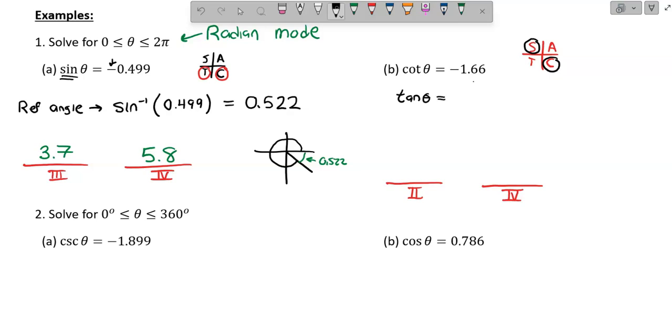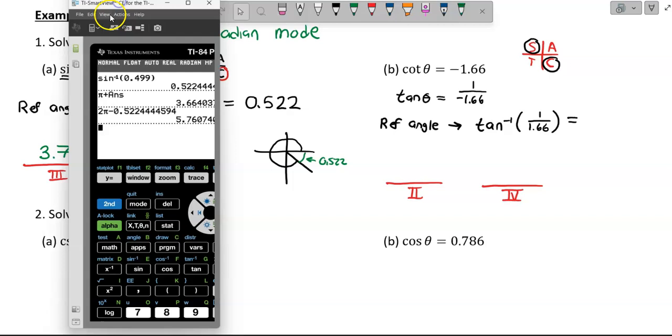I'm going to rewrite this as 1 over negative 1.66, because now I have the ability to find the reference angle of this situation by rewriting the equation. That means I can take inverse tangent. Remember, I'm going to drop the negative sign and put in the fraction 1 over 1.66. When I press enter in radian mode, it will give me the radian reference angle. So let's do that now.